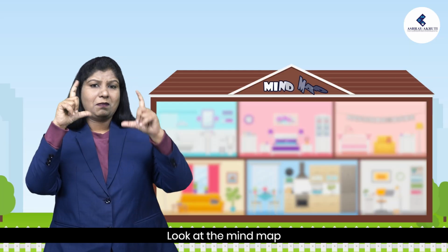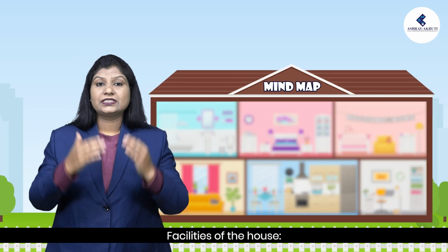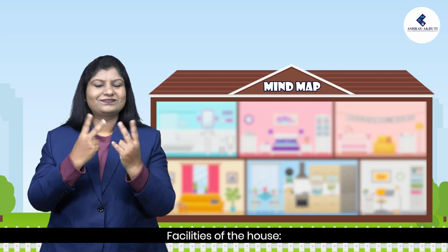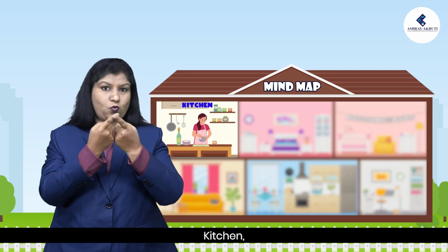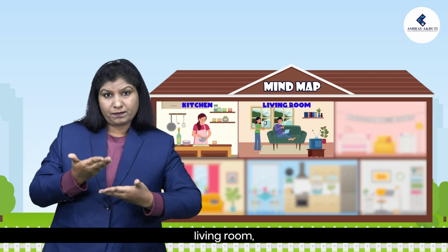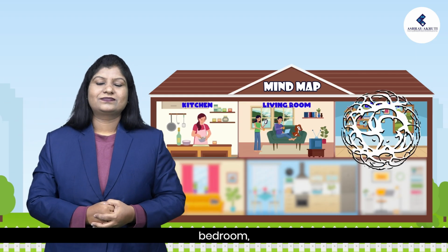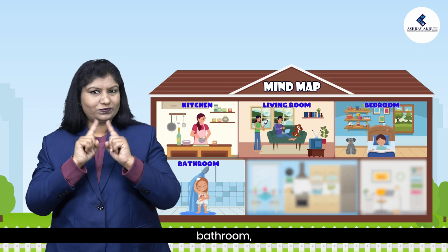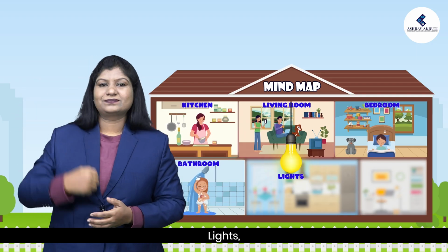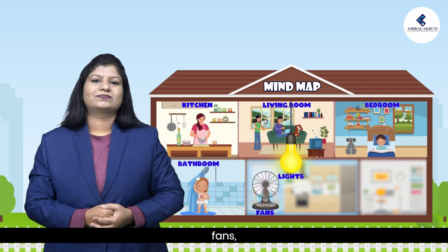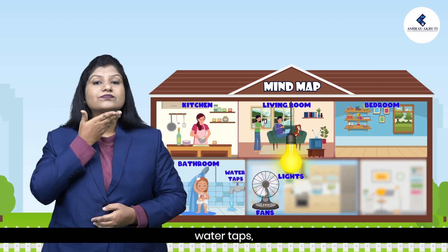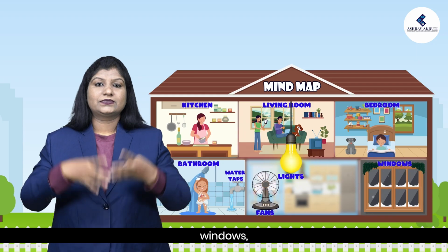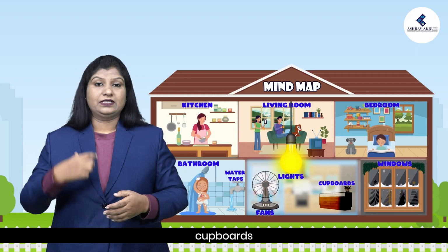Look at the mind map. Facilities of the house. Kitchen, living room, bedroom, bathroom, lights, fans, water taps, windows, cupboards.